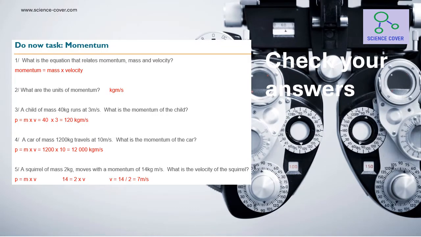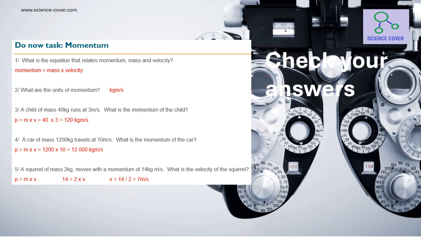Let's check our answers. Number 1, what is the equation that relates momentum, mass and velocity? That is, momentum equals mass multiplied by velocity. Number 2, what are the units of momentum? That's kilogram meters per second.